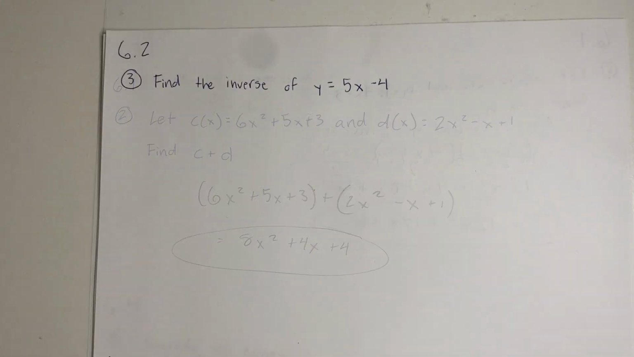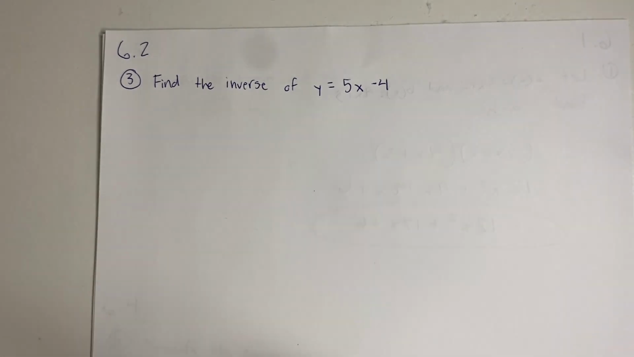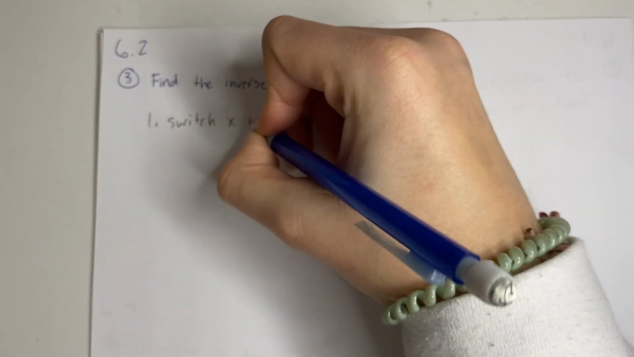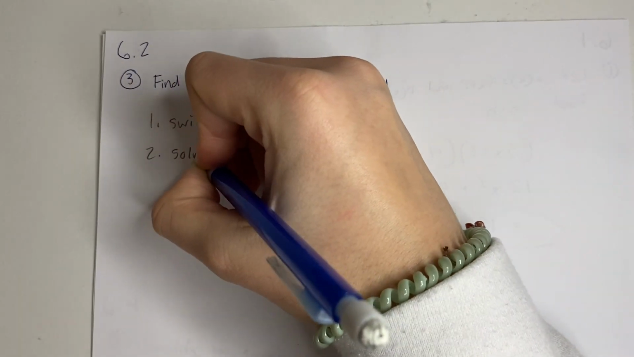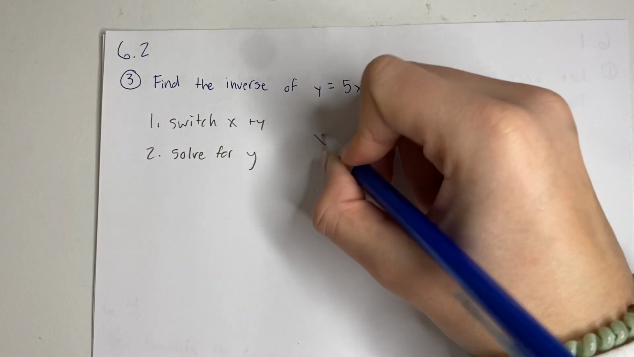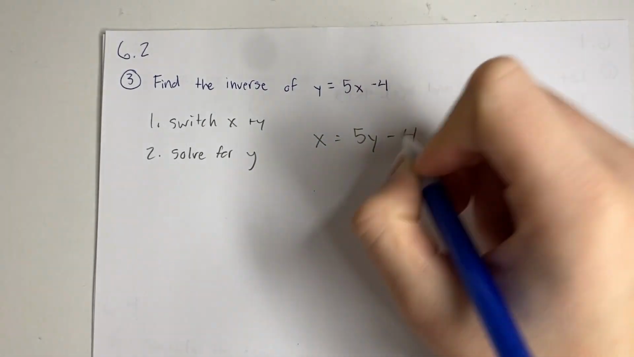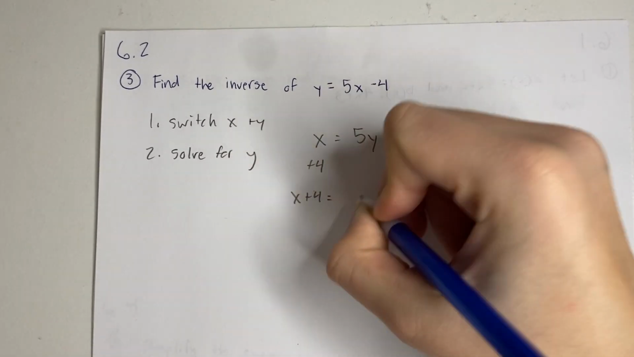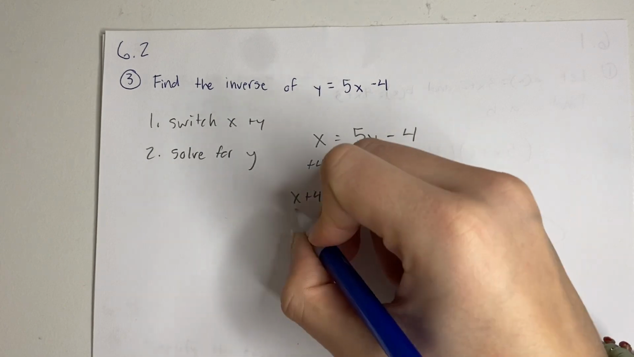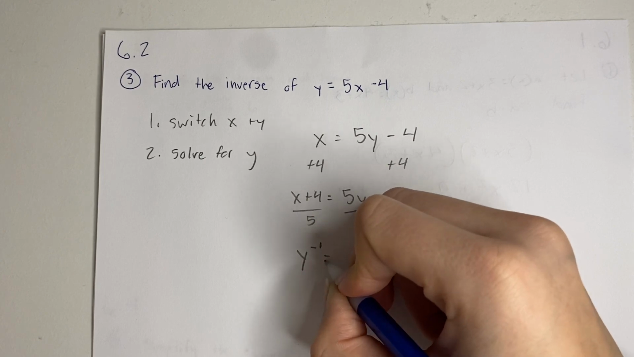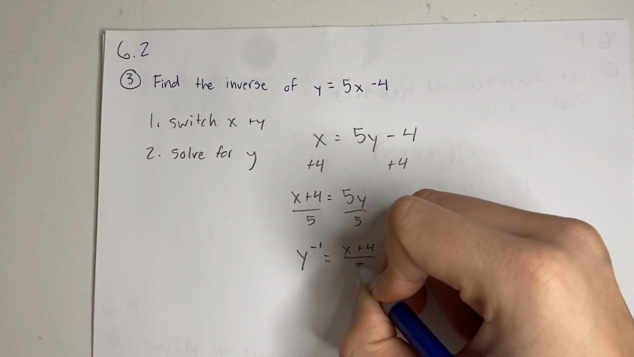Okay, our next question from 6.2 is find the inverse of y equals 5x minus 4. So the steps to finding an inverse is to switch the x and the y and then solve for y. So if you switch this, it would be x equals 5y minus 4, and then you can add 4 to each side. x plus 4 equals 5y, and then divide by 5, giving you y to the negative 1, which is the inverse, equals x plus 4 over 5.